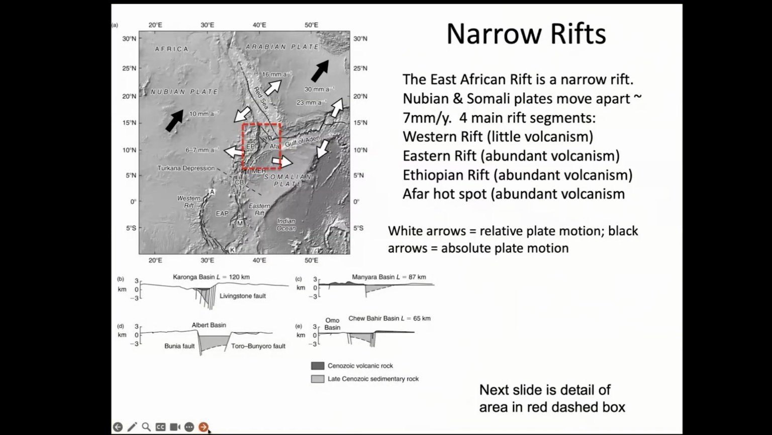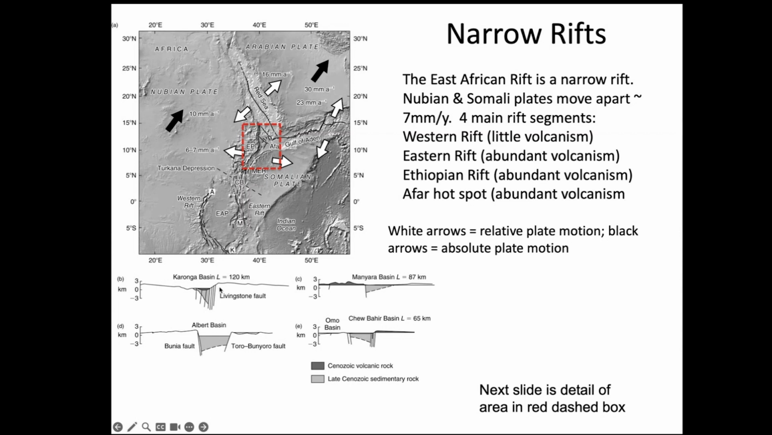Now let's talk about a narrow rift. Here we have the East African Rift. It's a narrow rift. You can see there's the Eastern Rift coming down through Kenya, and the Western Rift here between Congo and Uganda. And here we see a number of profiles.